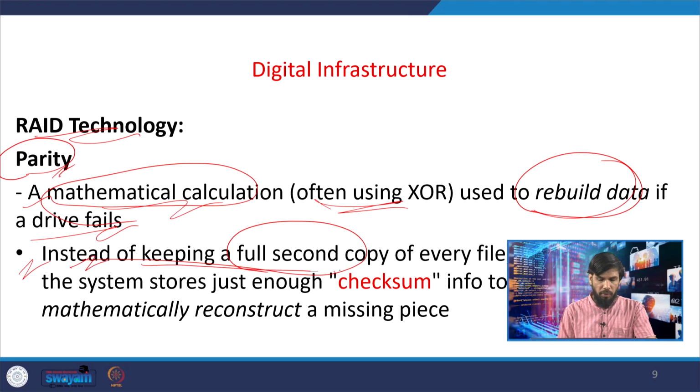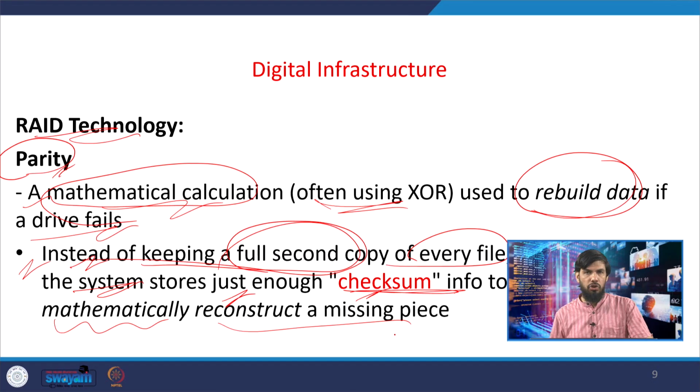Instead of keeping a full second copy of every file, which is very expensive for any organization including cloud vendors, the system stores just enough checksum info to mathematically reconstruct a missing piece. Some checksum is stored, and that can be used to mathematically rebuild the data in case a drive fails. So, parity provides that fail safe option with the RAID technology.